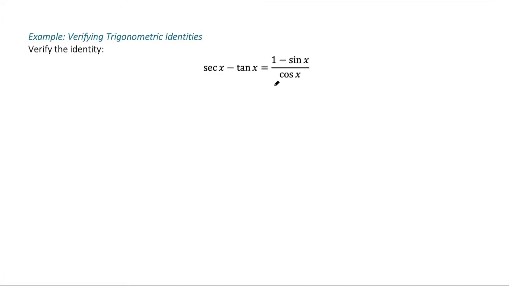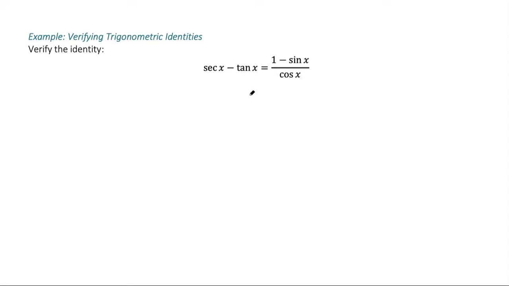I'd like to verify this identity. Now, both sides of this equation, to me, look like they have about the same complexity. Secant and tangent are a little bit more complicated than sine and cosine. But then on the right side, I've got this fraction. So they seem like the same complexity to me, and I can start with either side to verify this identity.